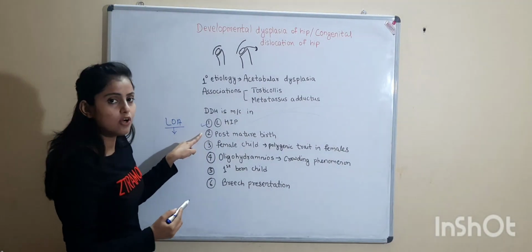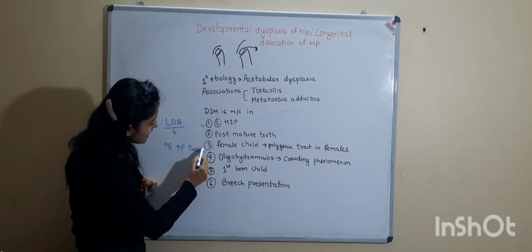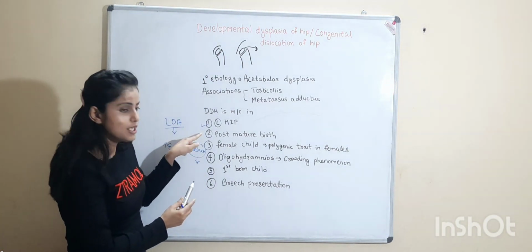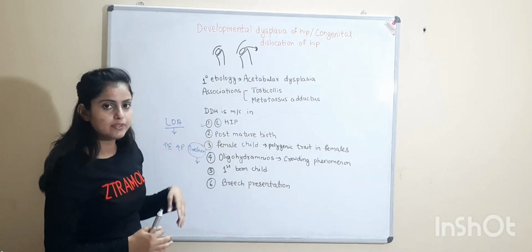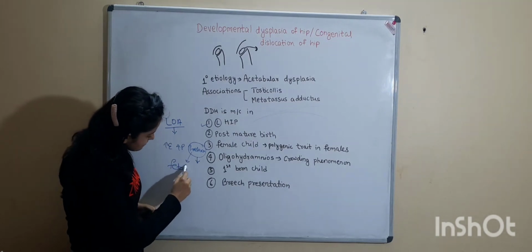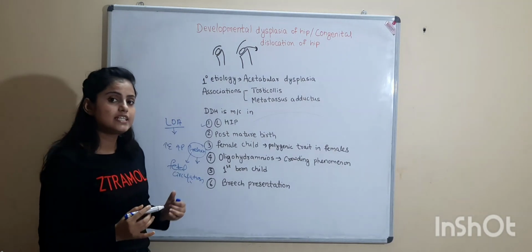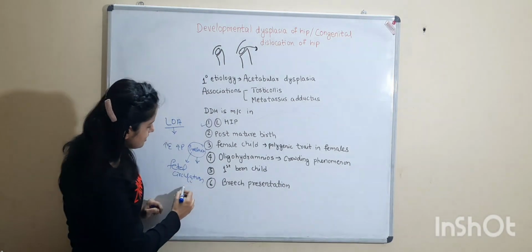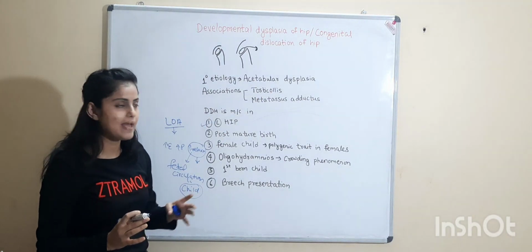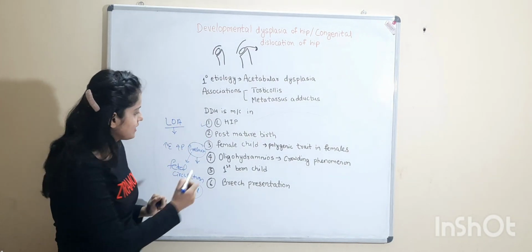Post-mature birth. During normal delivery, there is an increase in estrogen, progesterone, and relaxin. This relaxin relaxes the interpelvic ligaments and muscles of the mother to facilitate childbirth. But if the delivery time exceeds, then this relaxin enters the fetal circulation and causes relaxation of the interpelvic ligaments and muscles of the child. And if there is acetabular dysplasia and a shallow acetabulum, and there is incongruency between the acetabulum and the femur head, then it gets dislocated.